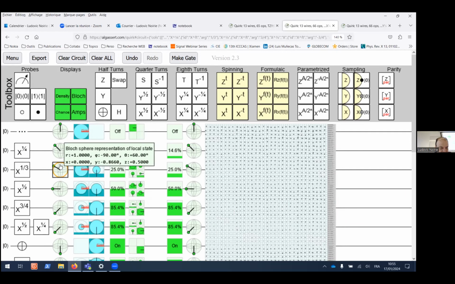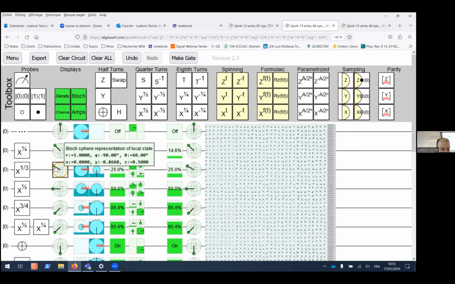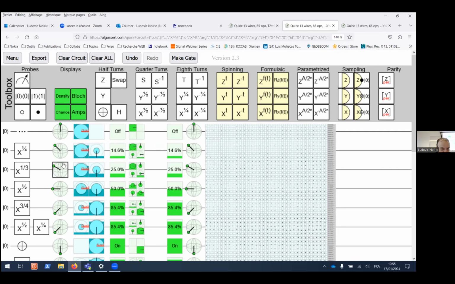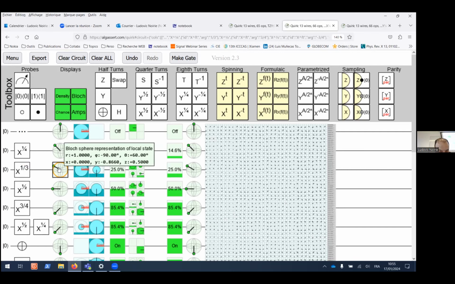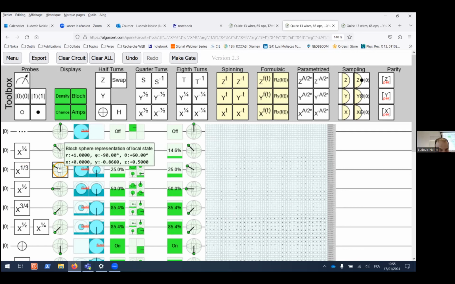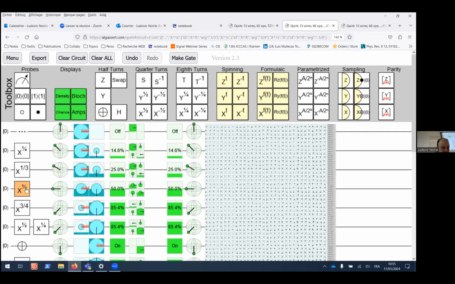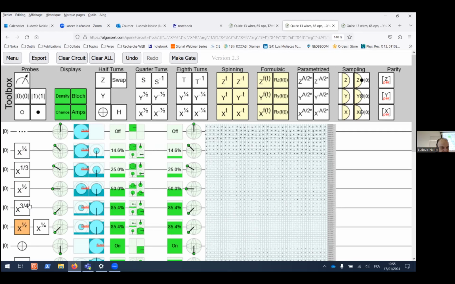So this is exactly what I applied here. I remove it, and you see that the state is rotated with an angle of, what is the angle? 60 degrees. Then you can apply a different value.